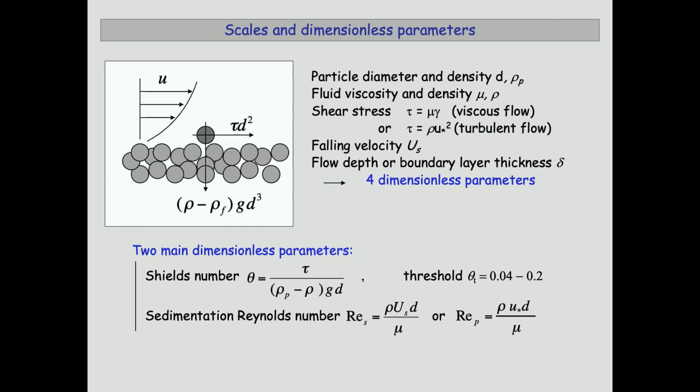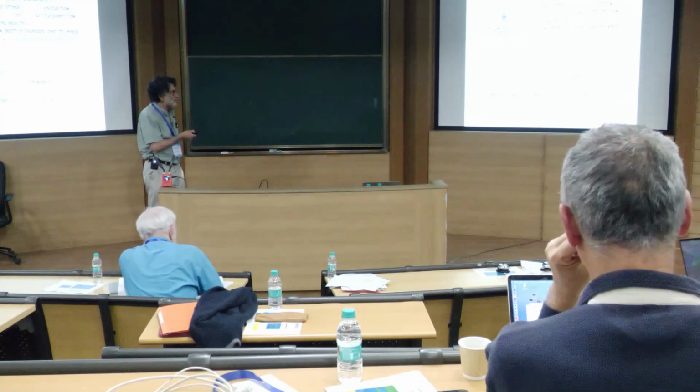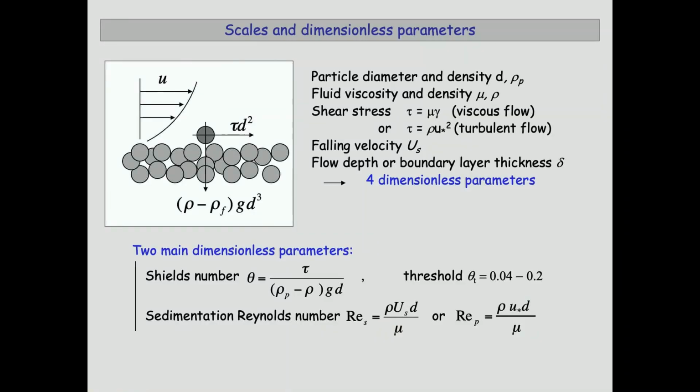So with these dimensional parameters, we can form 4 dimensionless parameters, and among these 4, 2 in fact are important. The first is what we call the Shields number, theta, which is the shear stress normalized by the apparent weight of the particles. If you multiply by d squared, you have a force, which is the scale of the force acting on a particle divided by the apparent weight of the particle. This is the Shields number.